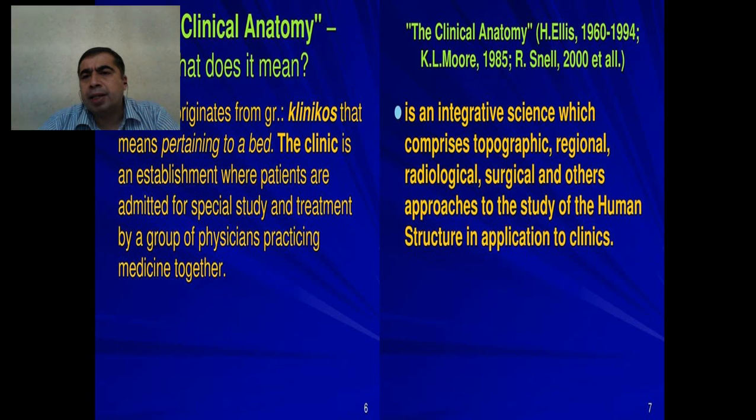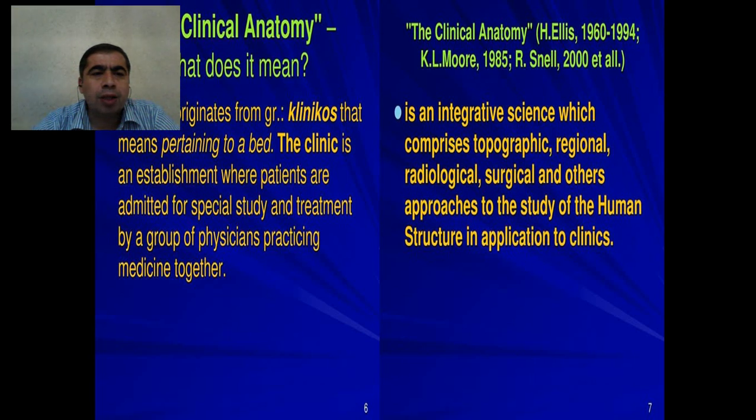By Harold Ellis, by Moore, Snell, and others, the clinical anatomy is explained like an integrative science which comprises the topographical, regional, radiological, surgical, and the other approaches to the study of human structure in application to clinics.